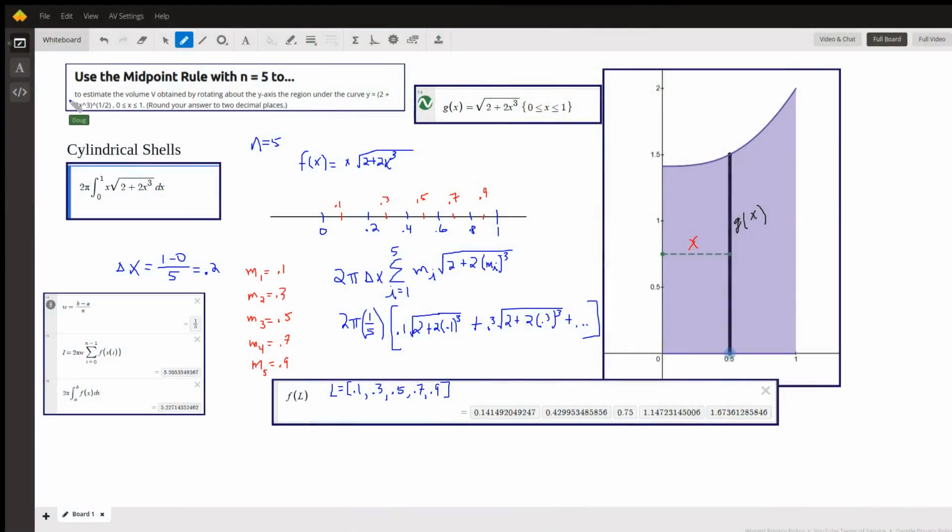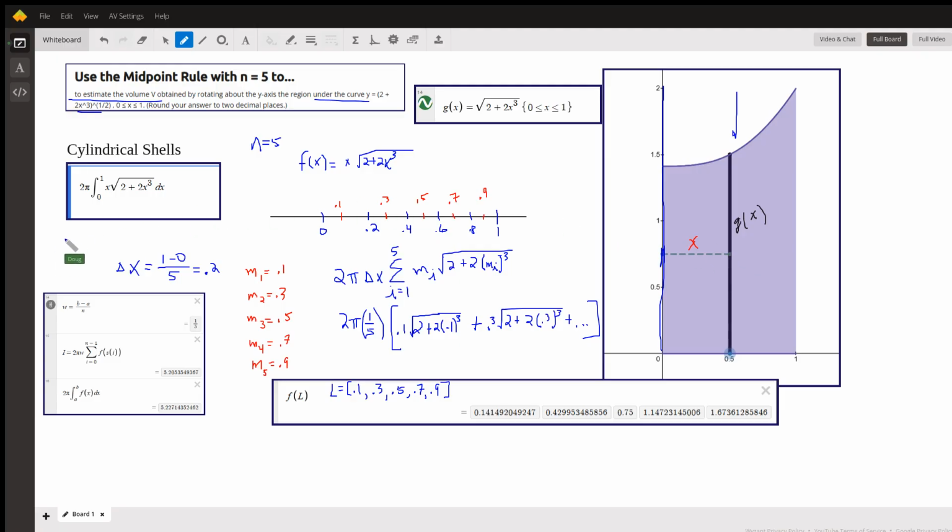Okay, this question asks you to estimate the volume obtained by rotating about the y-axis the region under this curve, which is this picture over here. And it looks like we need to rotate this around the y-axis. So g of x is the height of a typical shell, and x is the distance from the axis of rotation to the center of a shell.